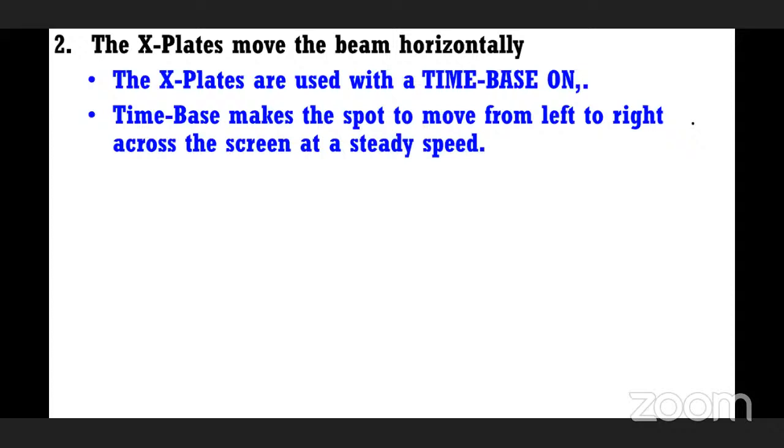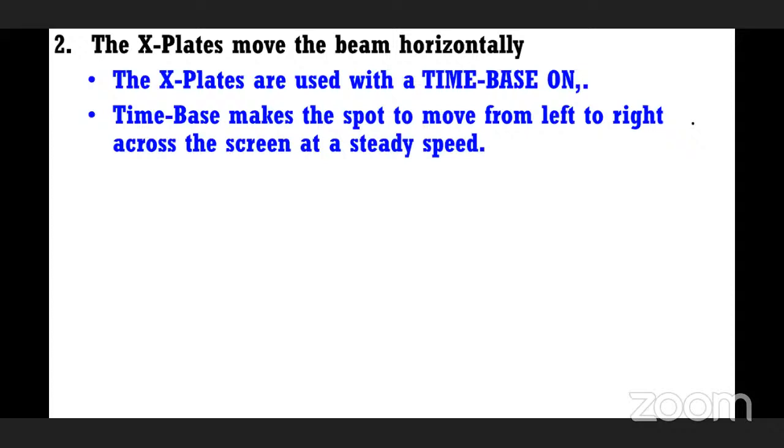Then when a positive voltage is applied to the X input terminal, it will cause the electron beam to deflect horizontally towards the right. And so on. So the beam may be moved in the X and Y direction by applying a DC or an AC voltage to the Y plate. We'll show you how the theory works when we open the school.